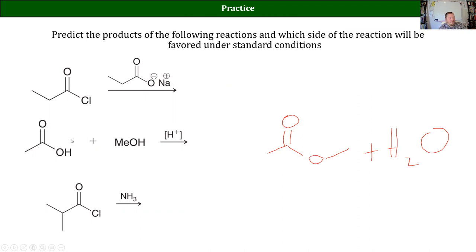Making an ester from an acid and an alcohol is something that's doable if we use Le Chatelier's principle, and if we are careful about which reagents we use and how good the quality is, we can make the esters relatively easy. But we would expect, just the way this is written, the acid form is going to be the most common at equilibrium.